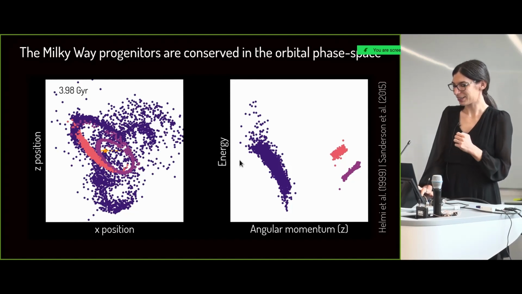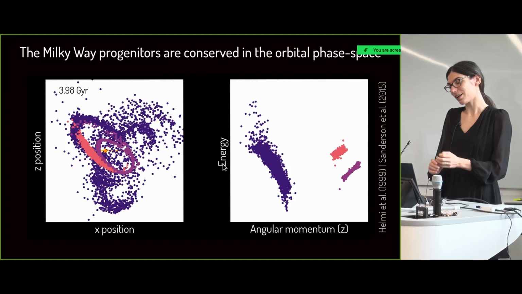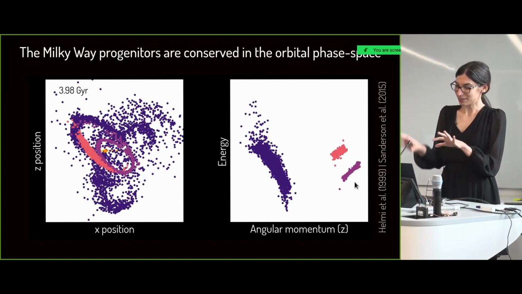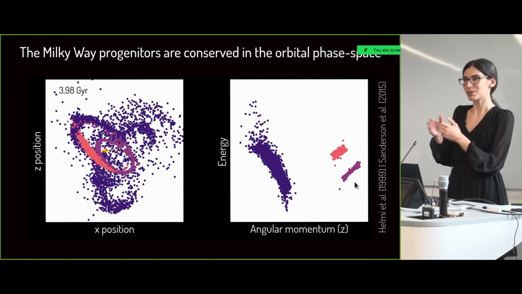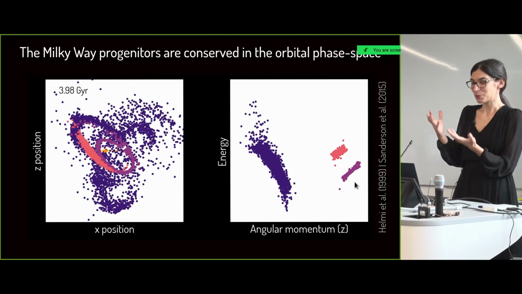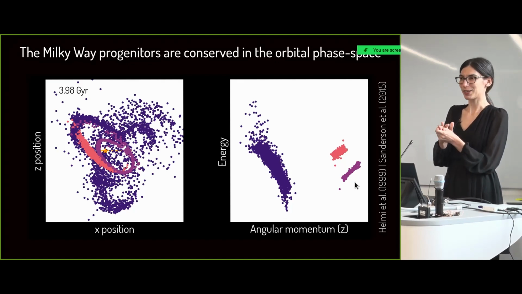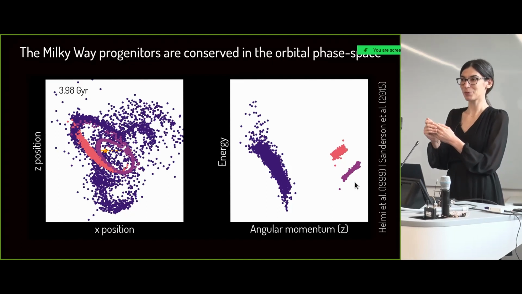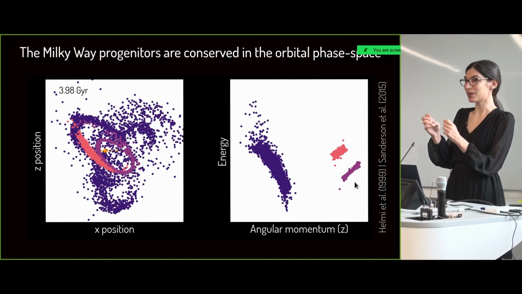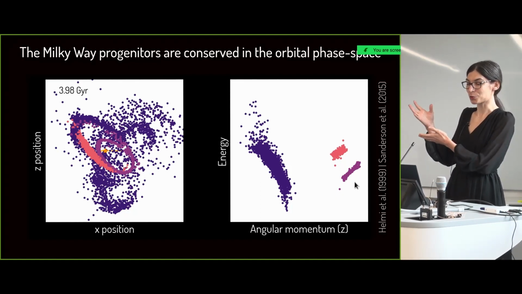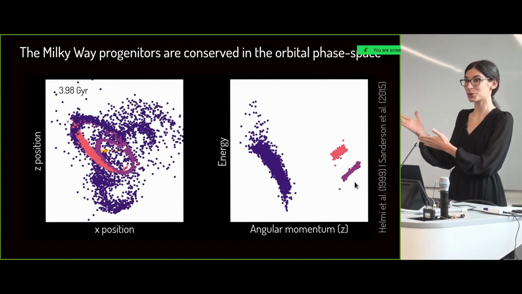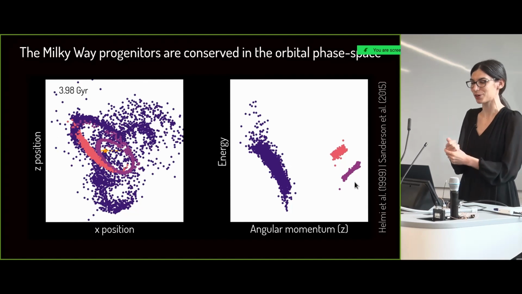And if we look on the right-hand side, in the space of energies and angular momenta, we see that these galaxies occupy different regions of this space. So this is basically the proposal from Amina and her collaborators: if we are able to calculate orbital energies and angular momenta of stars, we should be able to map out where they come from and search for overdensities in this space, where an overdensity would correspond to a unique progenitor of the Milky Way.